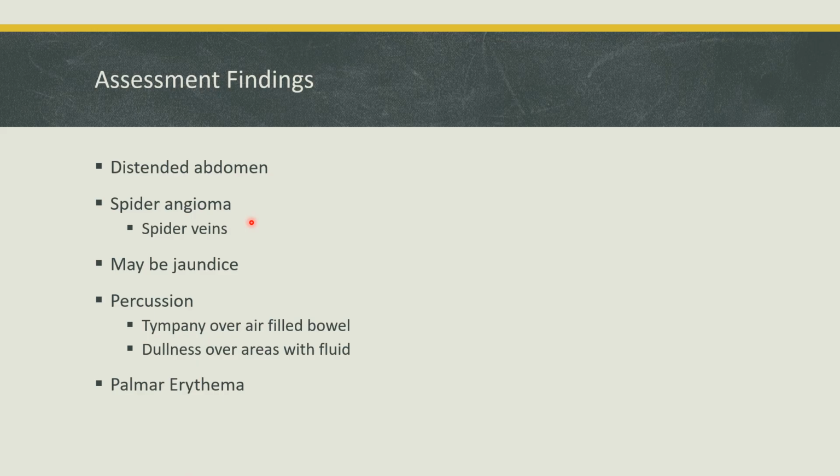When we do our assessment, if they've got bowel areas that are full of air, we'll hear tympany, so we'll hear like a drum. And then areas where there's a lot of fluid, where there's a lot of that ascites, it'll be really dull. And then palmar erythema is when we see a red rash on the palms of their hands or the bottom of their feet. And that's just related again to that portal hypertension and that liver dysfunction.